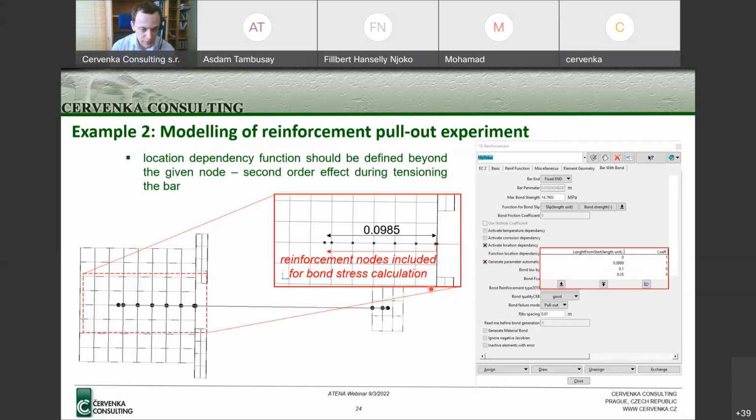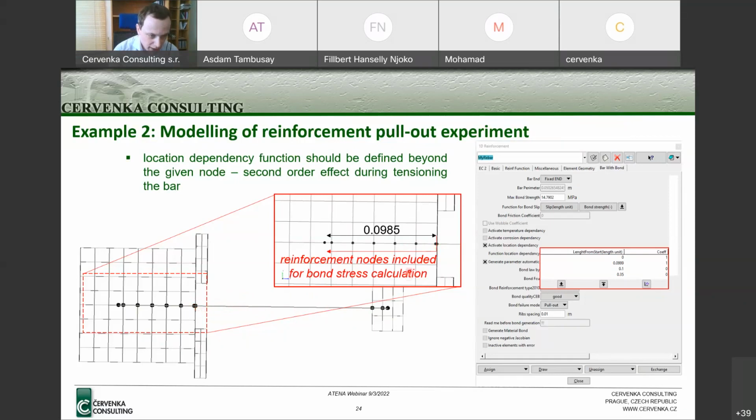It would mean that if I have a node for which the bond is activated just at the boundary, I will also have the contribution of half of this free end of the bar. Basically, this node doesn't know that the length is not embedded here, so my result will be affected by this inaccuracy.